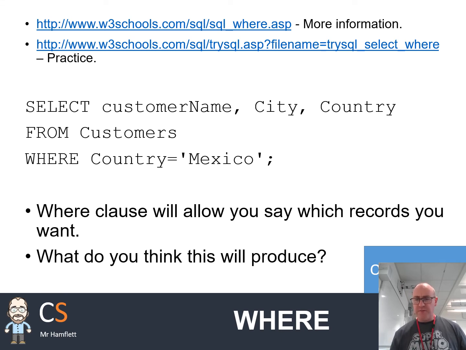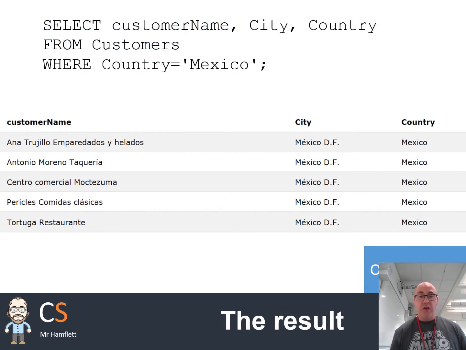So have a little quick think. What do you think is going to be returned? So hopefully the answer is not obvious. It's just going to return rows where the country is Mexico. So let's have a look at that. So this is the result of it. You can notice that all the countries here just say Mexico. Okay, you don't get any other countries whatsoever. So that is what the where clause does. It restricts down what gets returned.